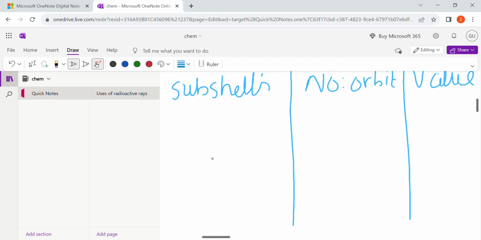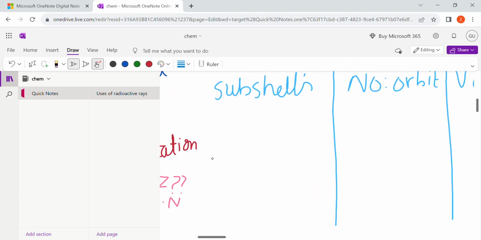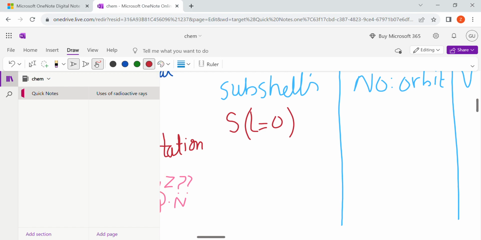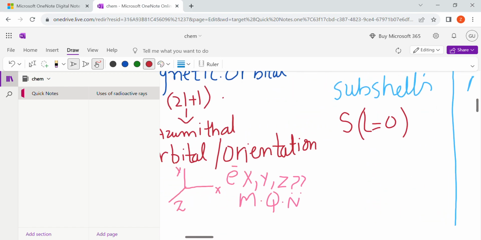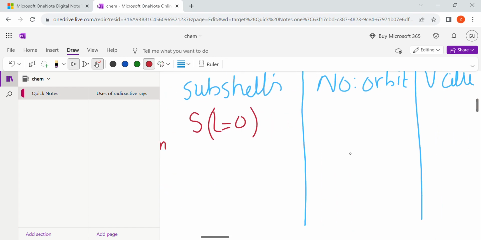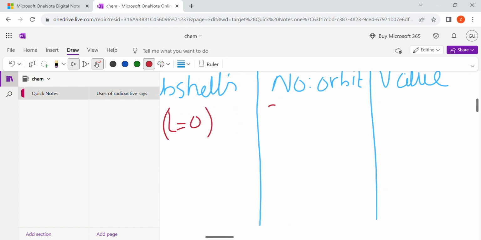First of all, if we talk about the subshells, we know that s, p, d, f are the subshells and their l number. The l number of s is 0. s, l is equal to 0, okay? So if you use this one formula to calculate orbitals, let's just put the values: 2l plus 1, with l equal to 0, so 2 times 0 plus 1.